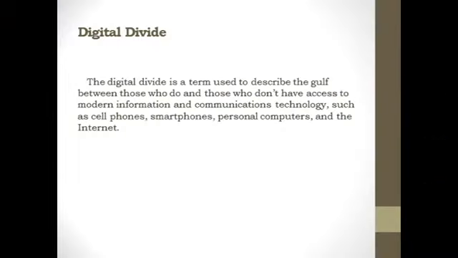Digital divide. The digital divide is a term used to describe the gulf between those who do and those who don't have access to modern information and communication technology such as cell phones, smartphones, personal computers, and the internet.